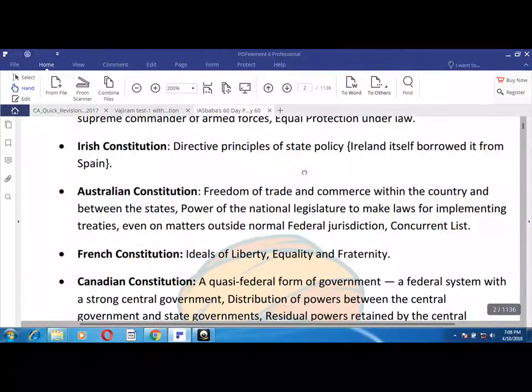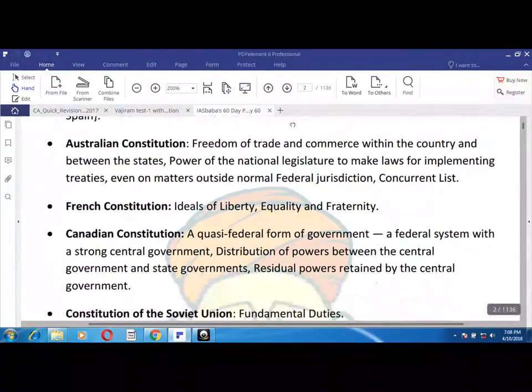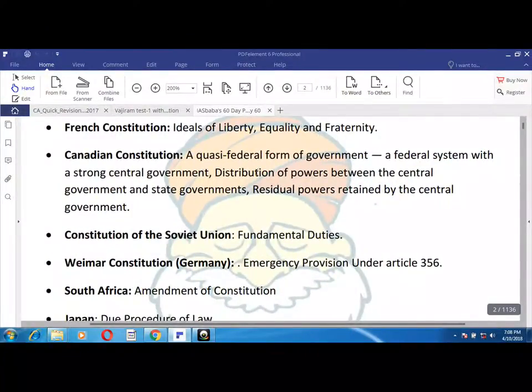Irish Constitution: directive principles of state policy. Australian Constitution: freedom of trade and commerce within the country and between the states, power of the national legislature to make law for implementing treaties even on matters outside normal jurisdiction, and concurrent list. French Constitution: ideals of liberty, equality and fraternity. Canadian Constitution: a quasi-federal form of government, a federal system with a strong central government, distribution of powers between the central government and the state government, residual powers retained by the central government.